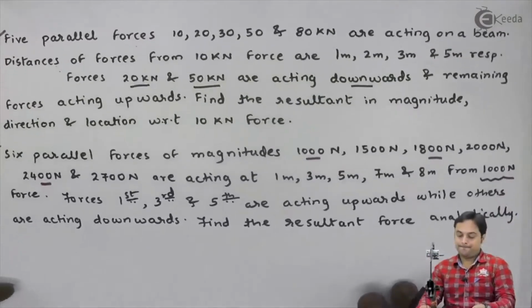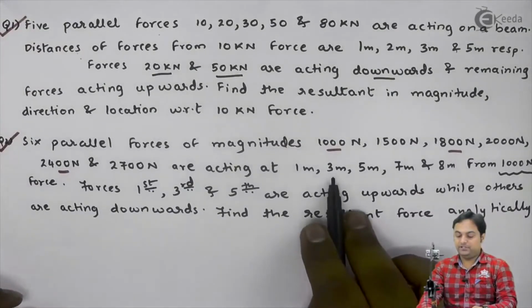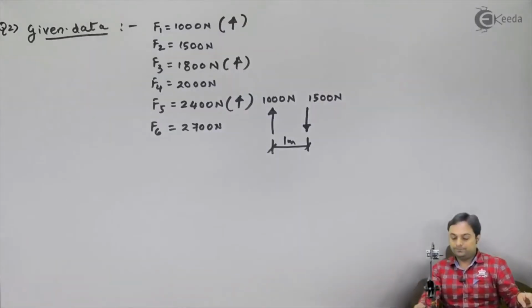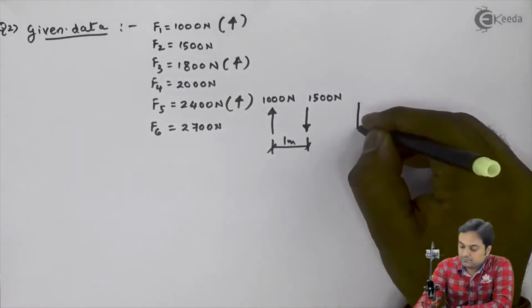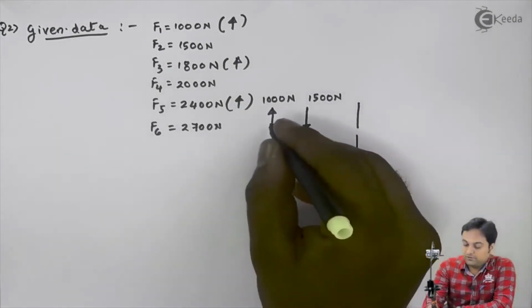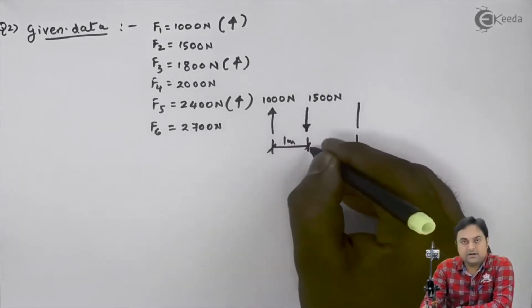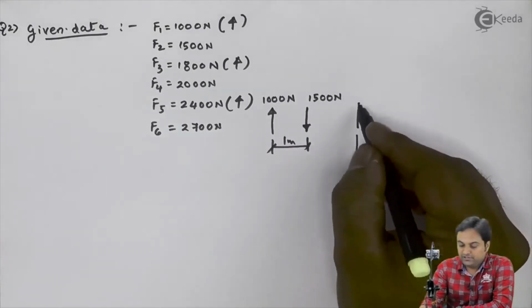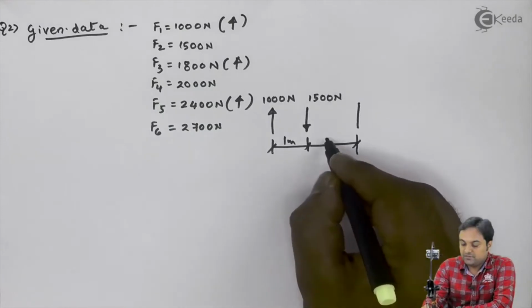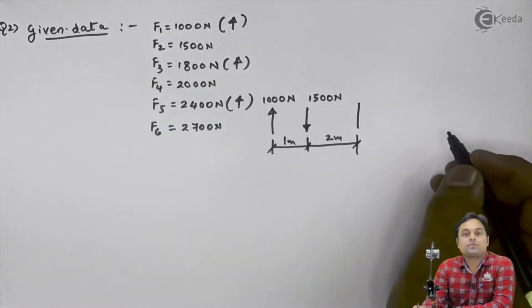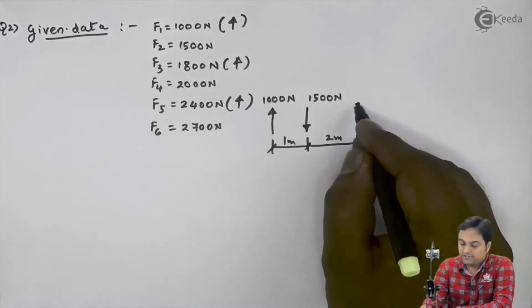Then 1800 Newton is upward, located at 3 meter from 1000 Newton. We know that 1000 Newton and 1500 Newton are 1 meter apart, and the distance of 1800 Newton is 3 meters from 1000. So the remaining becomes 2 meter. I hope you all are getting this. 1800 Newton is also acting upward.